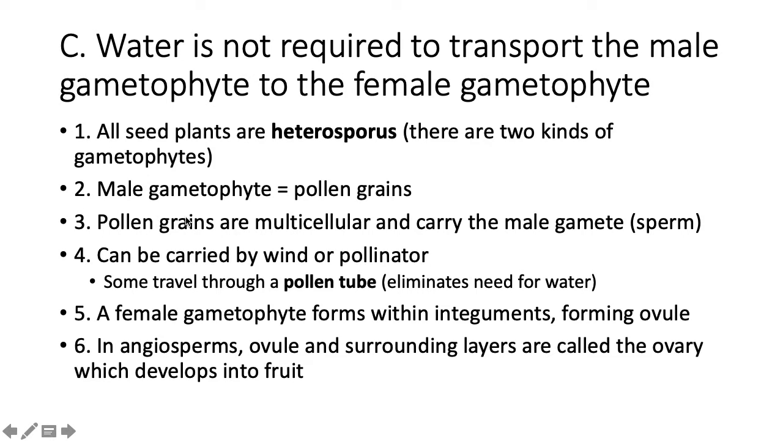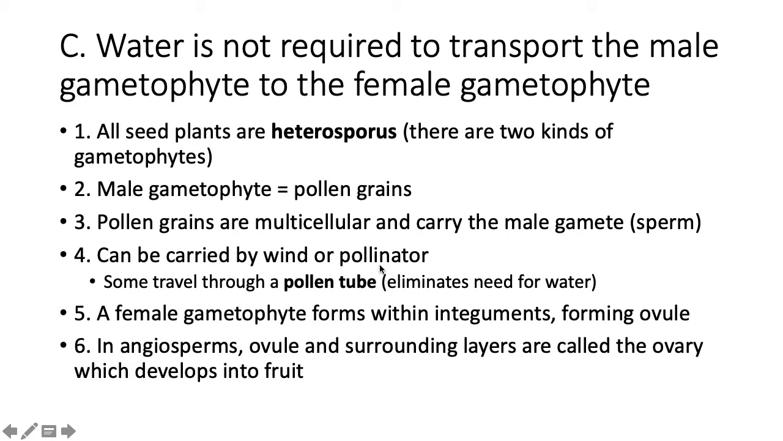Pollen grains are multicellular, and basically it's the sperm of that plant or of that organism. I'm going to show you some really cool pictures of sperm or pollen grains. They actually have buoyant wings, so they can float with air currents, but they can be carried by wind as well as a pollinator, insect, bees, flies.